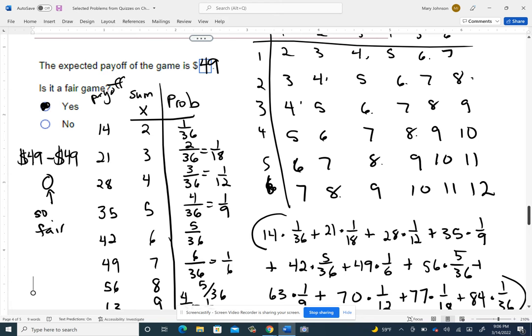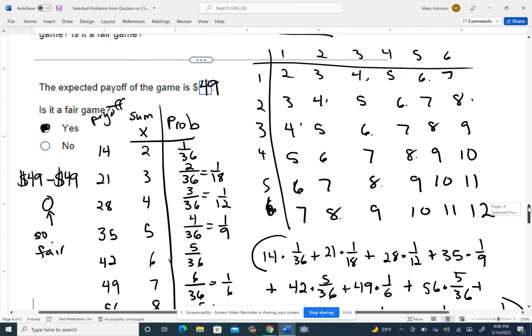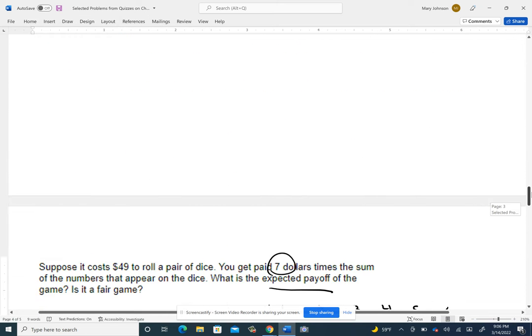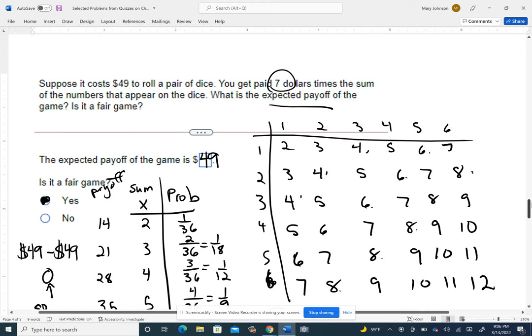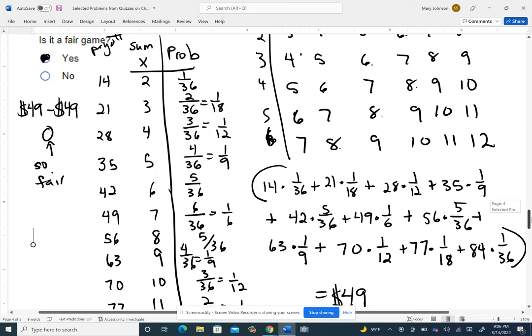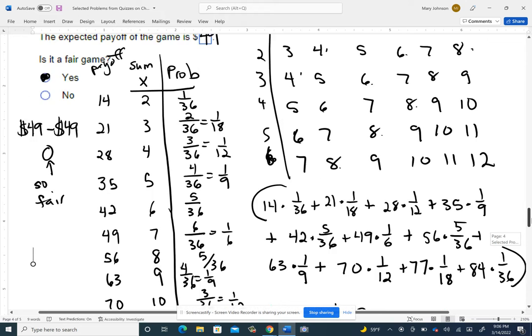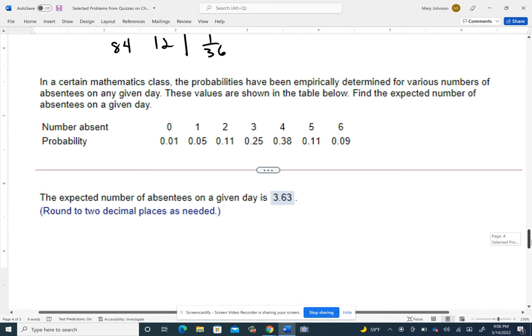All right, so that was kind of a time-consuming one. All right, and that was the fourth one. And it wasn't question 4 on the quiz. I just did selected problems off of that quiz. All right, and then this one, question number 5, is another expected value problem, but it just feels different.